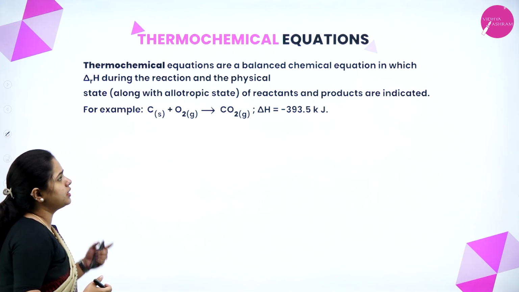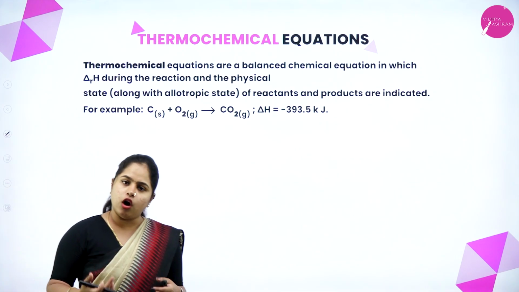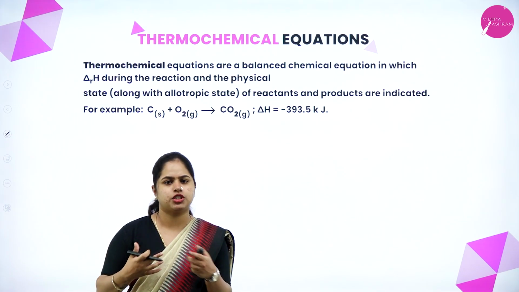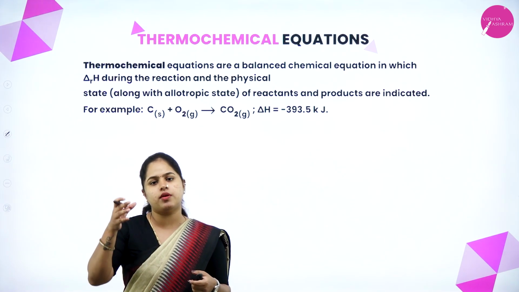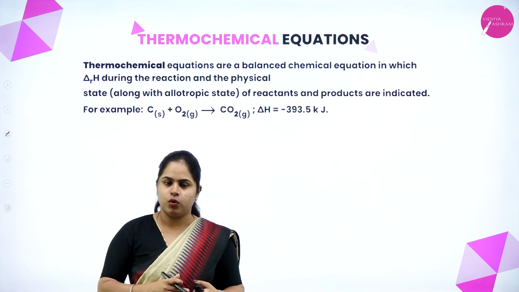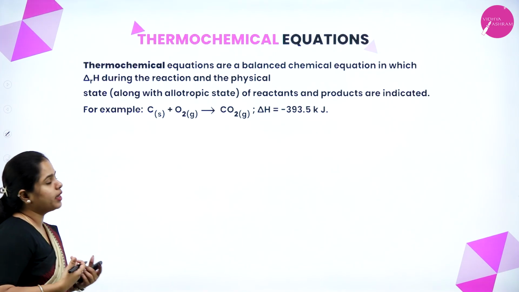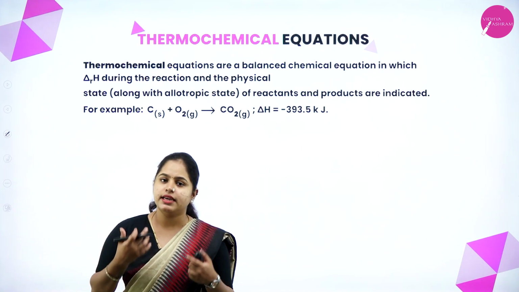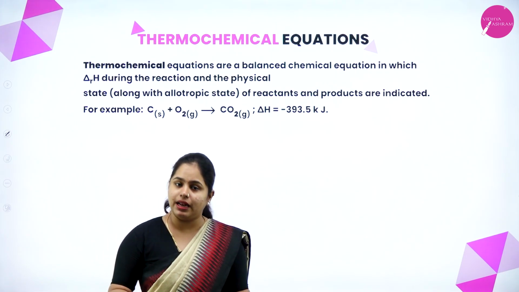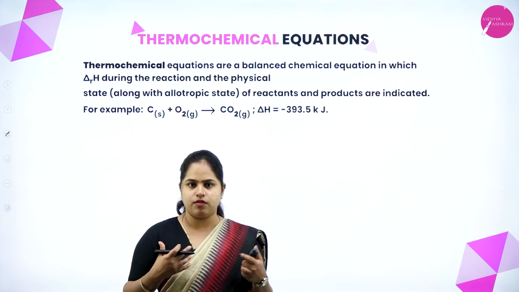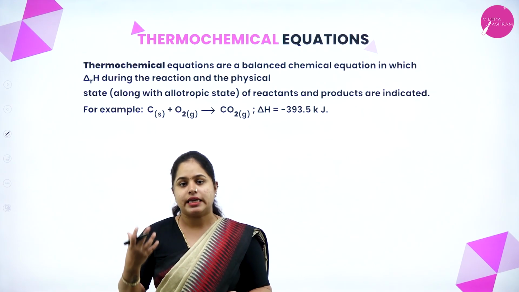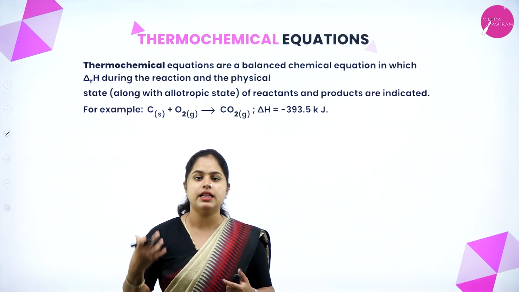So, let's see what a thermochemical equation is then. We already know what a chemical reaction is. We have already studied how to balance chemical reactions, all of that. Now, what is the difference between a normal chemical reaction and a thermochemical equation? We have already studied what a chemical equation is, how to write a chemical equation, how to write a balanced chemical equation, from the lower classes. Now, what is the difference between a normal chemical equation and a thermochemical equation?